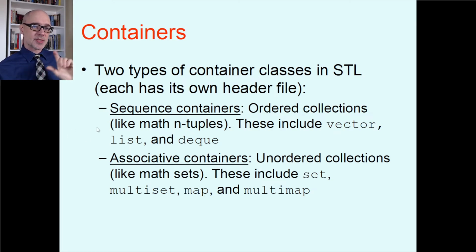First of all, there's sequence containers, which are ordered collections. Like if you think back to a mathematics class, like mathematical n-tuples, like ordered pairs, or ordered triples, or ordered four tuples. Okay, some number of things where the order matters. That's what we're saying here. The order matters in a sequenced container.